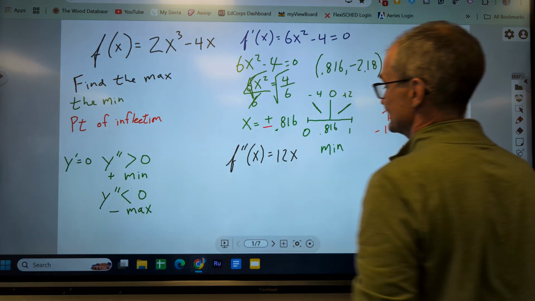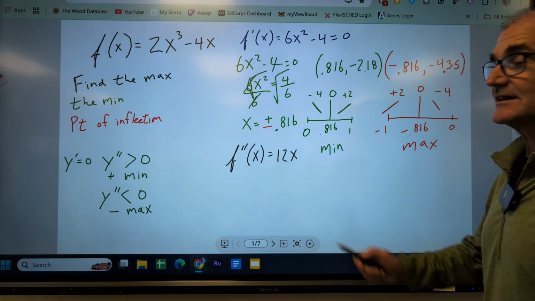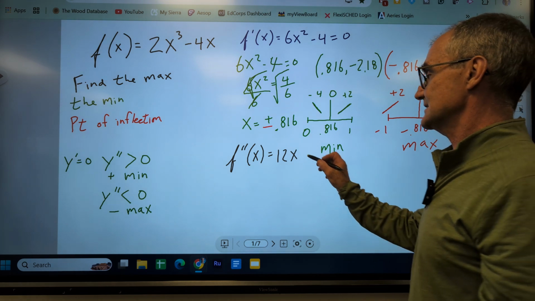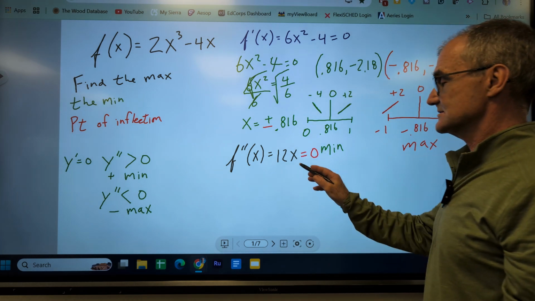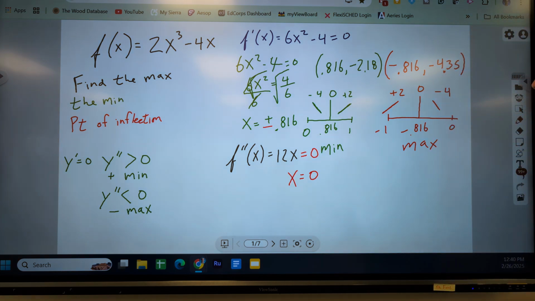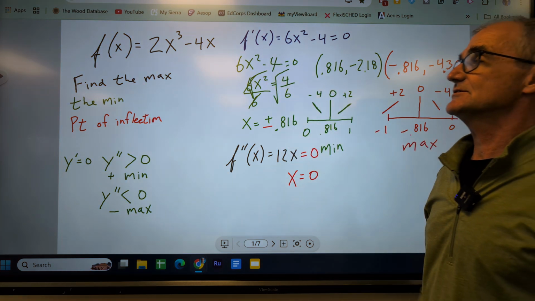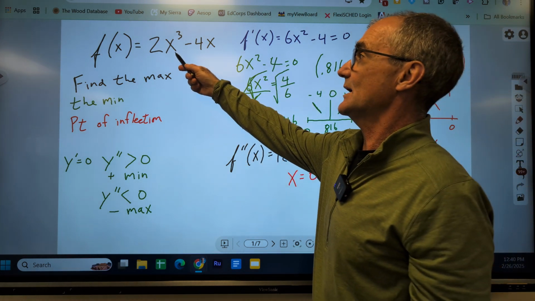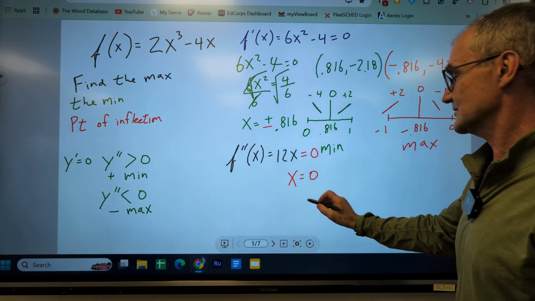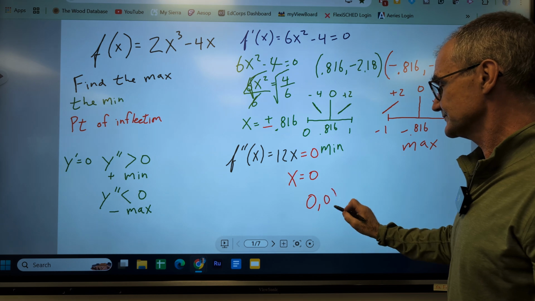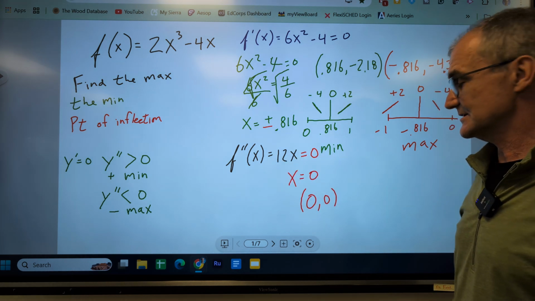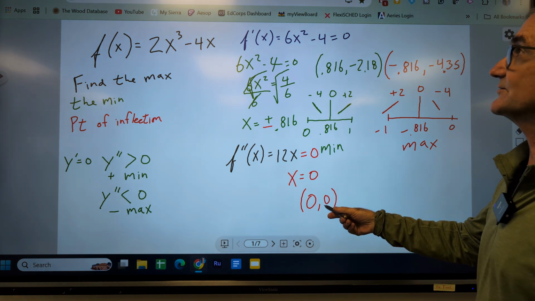Besides having a max and a min, we might have an inflection point. The way we find that point of inflection is we take our second derivative, set it equal to 0, solve for x, and x is equal to 0. Once I have that value for x, I plug it into my original function and see what y is. 0, 0, that whole thing is 0 minus 0. So I have a coordinate 0, 0, where my second derivative is equal to 12x set equal to 0. And then that's a point of inflection.